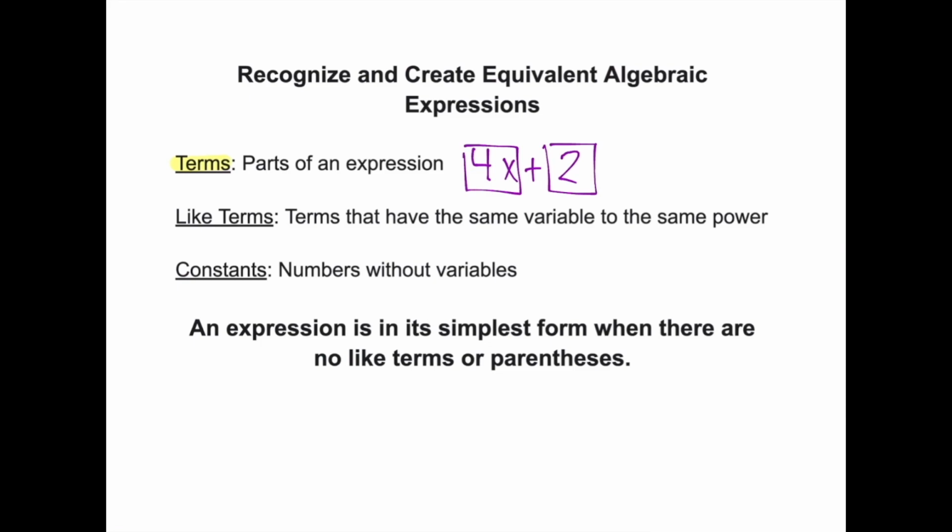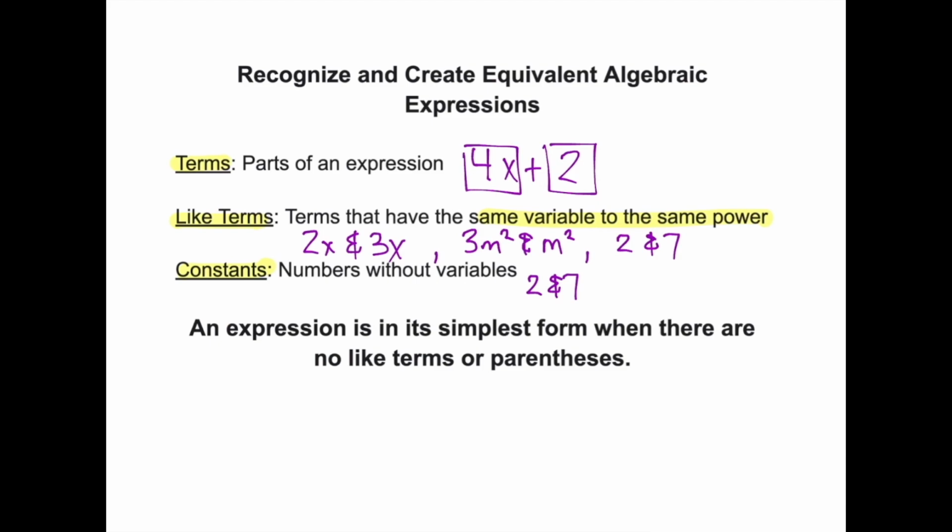The next word is like terms. These are terms that have the same variable to the same power. 2x and 3x are like terms because they both have an x to the same power. 3m squared and m squared are also like terms because they both have an m to the second power. And finally, 2 and 7 are like terms. Neither one of them has a variable. Those are both constants. Constants are numbers without the variable. So 2 and 7 are constants.